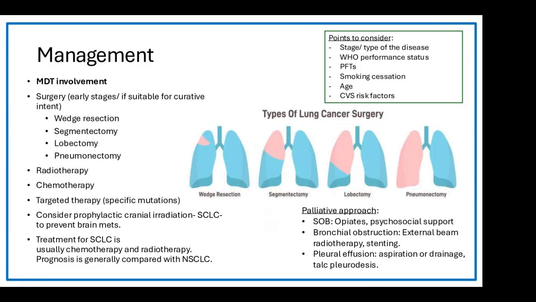Just some points to consider before you want to treat someone: what is the stage of the disease, what type of the disease it is, what is the performance status of the person? So at home, are they usually fit and independent, or is it more of a person who's bedbound and not able to do their daily activities? That will give surgeons an idea of how well the person is for surgery.